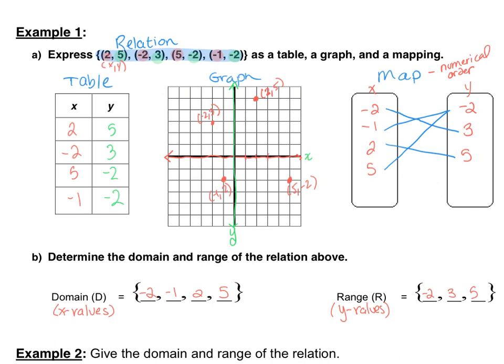The domain and range above would be discrete. They're very specific, and sometimes we have to write a domain or a range for a continuous graph, and that looks a little bit different.